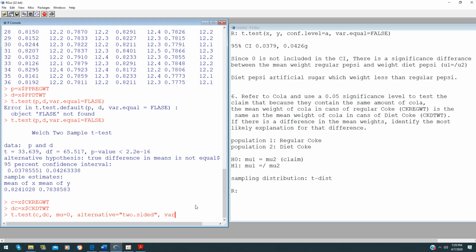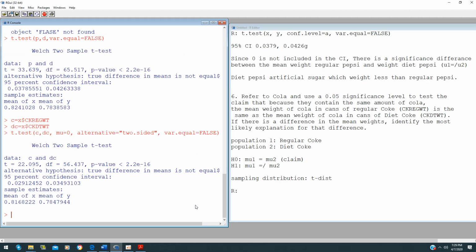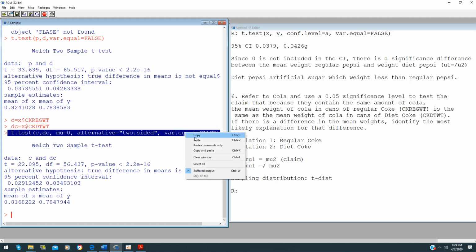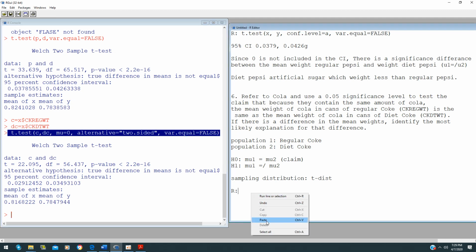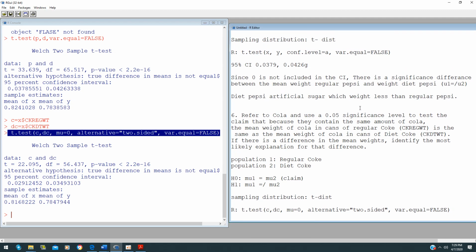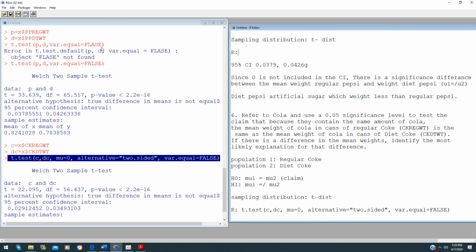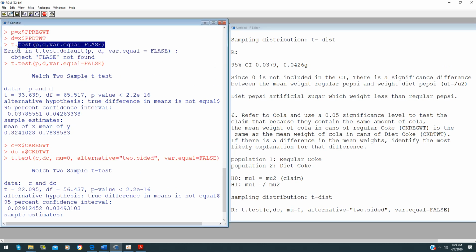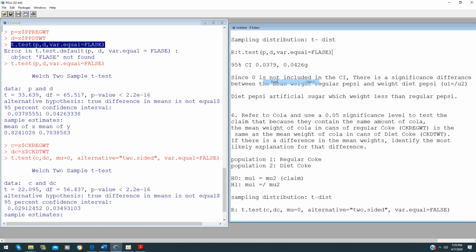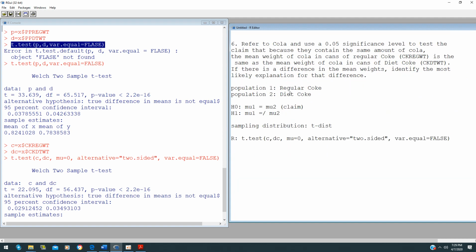And don't forget the var.equal is equal to false. Don't forget about that in your statements. So this is your test. How do we type it out? I'm going to copy and paste right here for your R code, so you get your points in your test. Oh, I forgot to do that in my previous one. Yep, I did forget, so I'm going to do it for my previous one. There you go. Remember, make sure you put that in, so you get a point in your test.